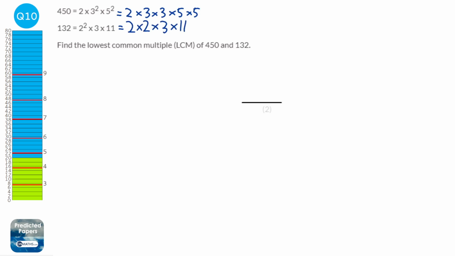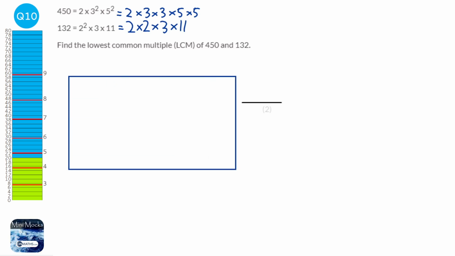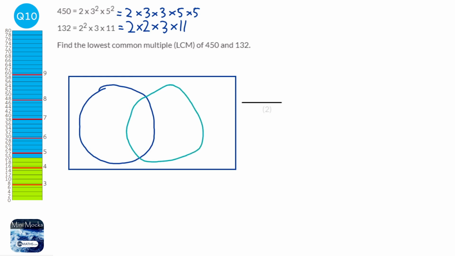Now I'm going to put these into a Venn diagram. So I'm just going to draw out a Venn diagram and get my 2 circles, because we're going to have the 450 and the 132. So 450 is on the left hand side and 132 is on the right hand side. And we're going to start just filling out the Venn diagram. So they both have a 2 in them and they both have a 3, but 450 has a 3, a 5 and a 5. And 132 has that 2 and the 11.